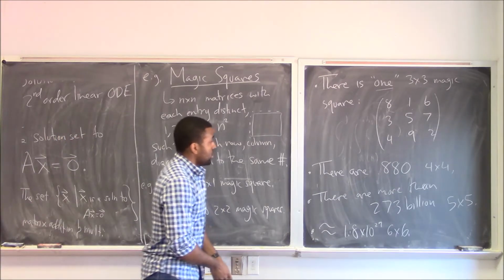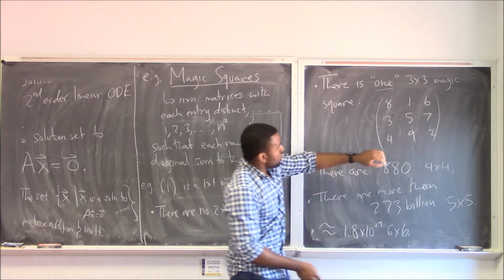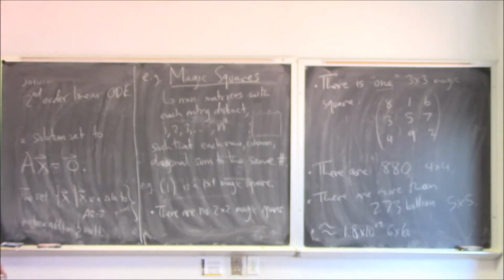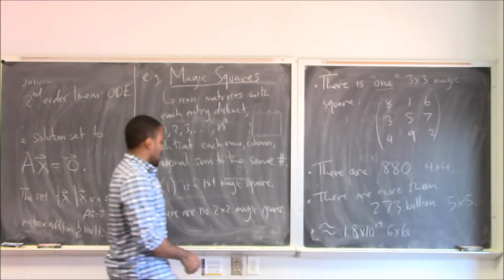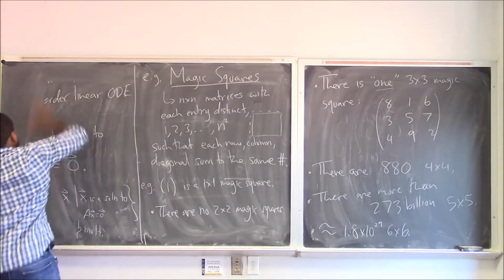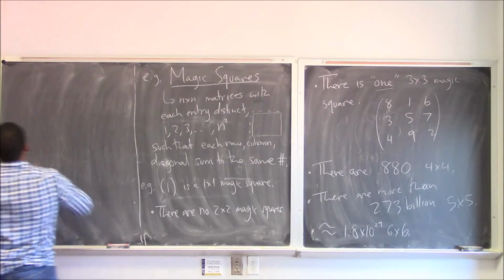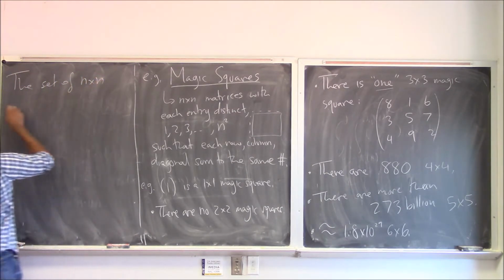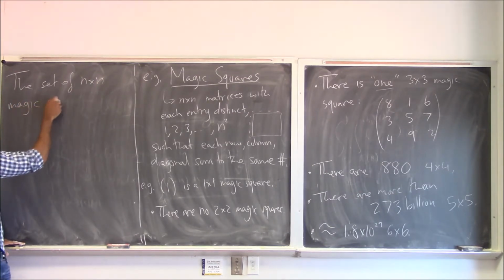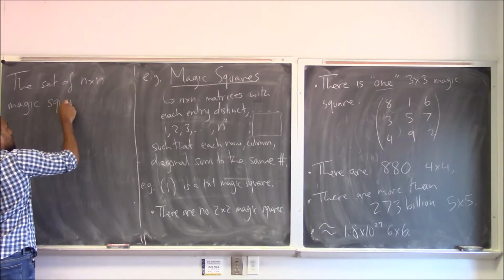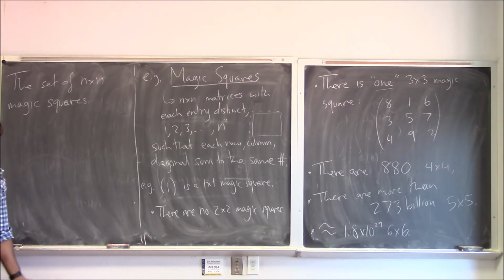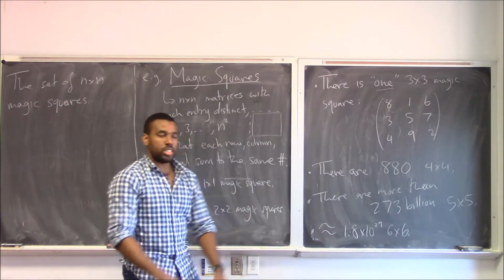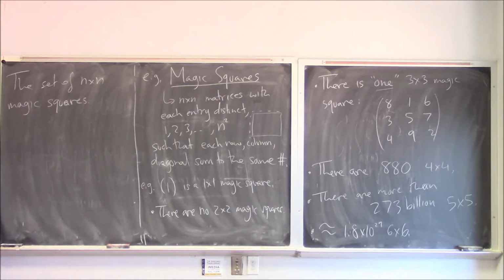But it turns out that if you look at all magic squares of a certain size, you can prove that they fulfill all 10 vector space axioms. So they form a vector space, the set of n by n magic squares. So we don't know how many of them there are, but if you give me a bunch of 6x6 magic squares, I can prove that they have to fulfill the 10 vector space axioms.